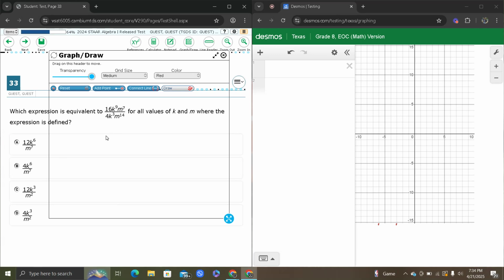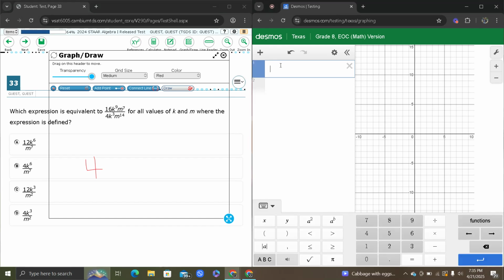So all you got to do here is basic division and then basic subtraction. First you're going to divide 16 and 4, since those are whole numbers, not exponents. 16 divided by 4 is 4. You could always check that if you really wanted to, but you don't really have to. 9 minus 3 is 6. Okay, that's your first part. And then m to the 14 divided by m to the 7: 14 minus 7 is 7. So your only answer is B.